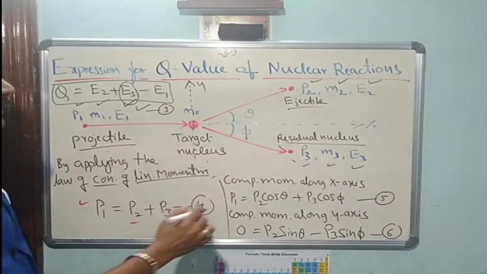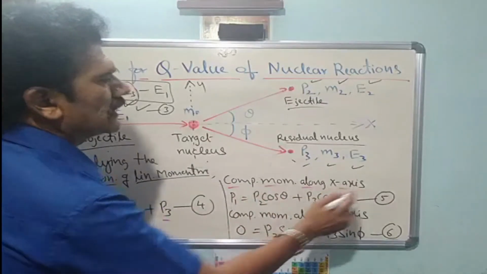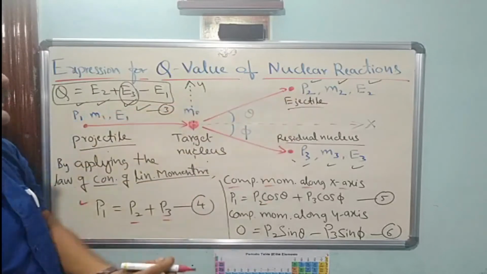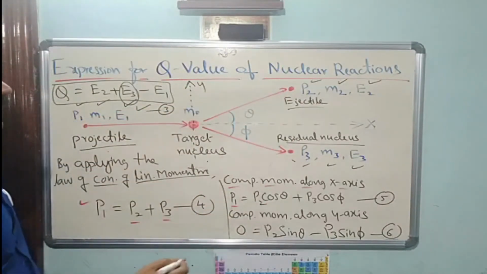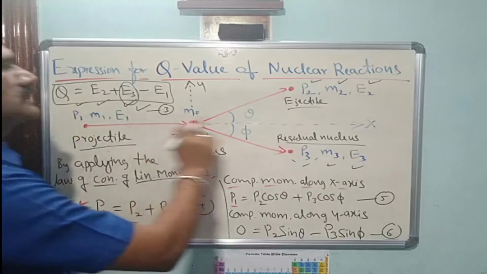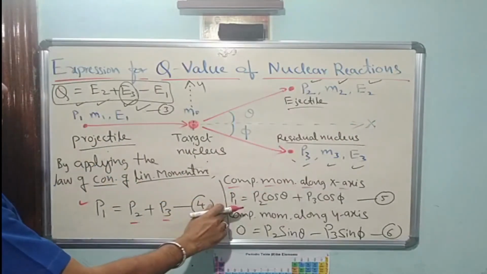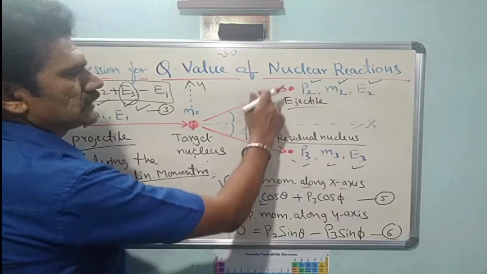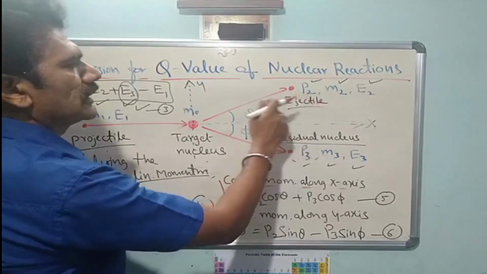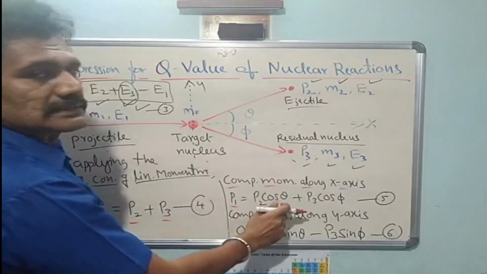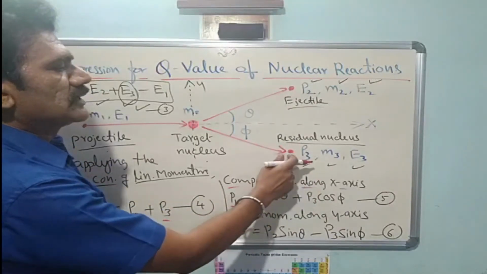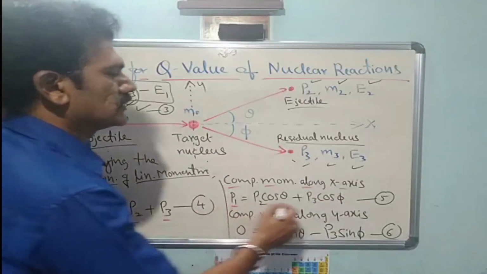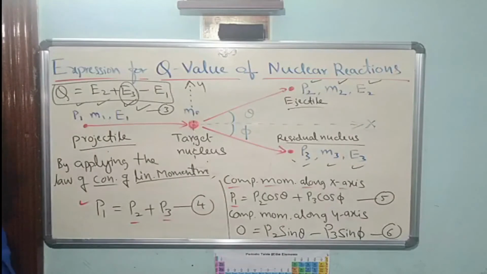Then you can resolve the component momentums along the x-axis. So P1 is equal to P2 cos theta, since the angle made by the ejectile is theta, plus P3 cos phi, since P3 makes the angle phi. So that is the equation for P1 along the x-axis.